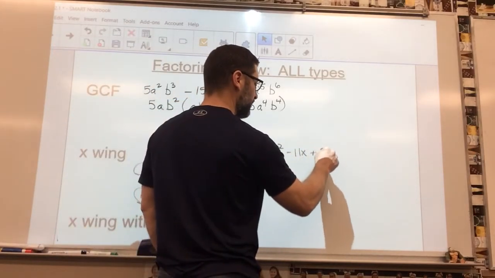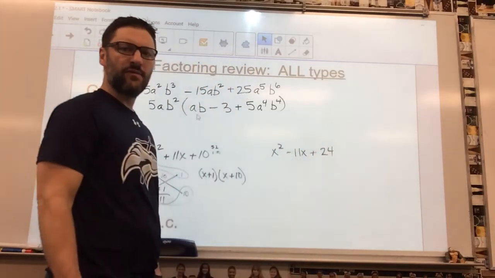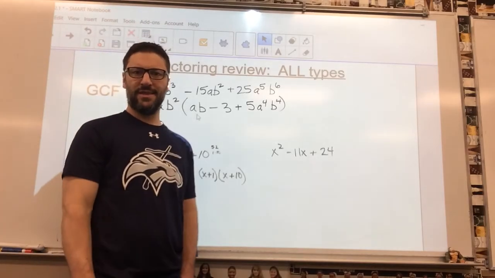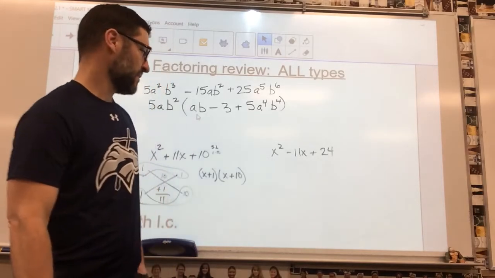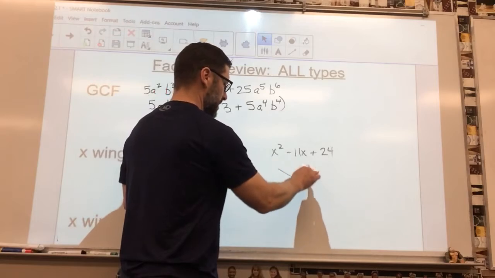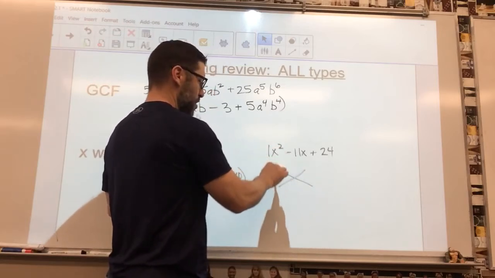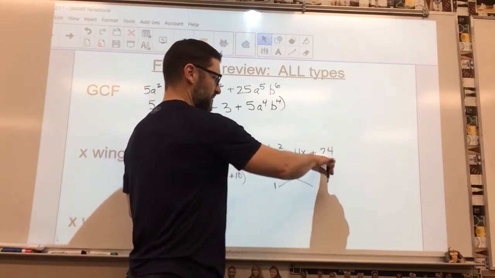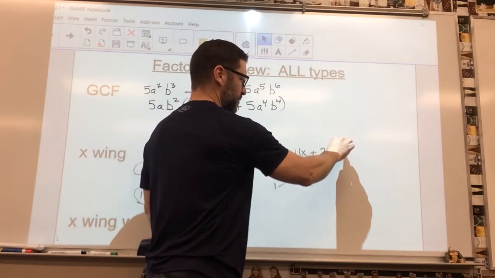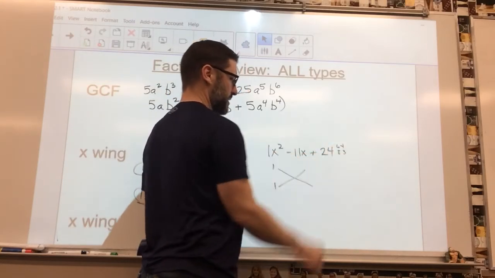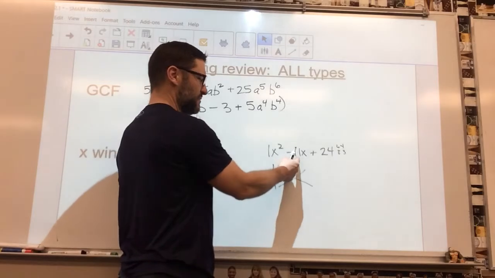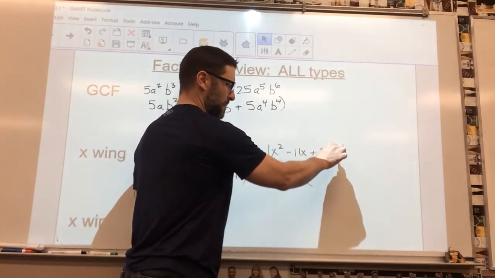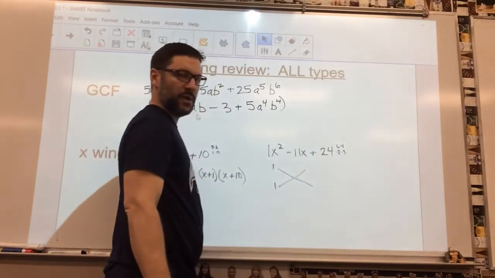Pause the video and see if you can X-wing factor that, or use really whatever method that you want to factor that. Okay, here we go. Factors of 1 are 1 and 1. Factors of 24, it's either 6 and 4 or 8 and 3. And I think to myself, oh, what's going to get me to negative 11? Probably a negative 8 and a negative 3 will get me to negative 11.